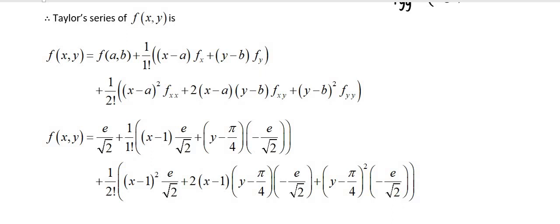Here I am not writing plus dotted lines because in the question they asked to obtain Taylor series for the function up to second degree. That's why I am going to stop here.